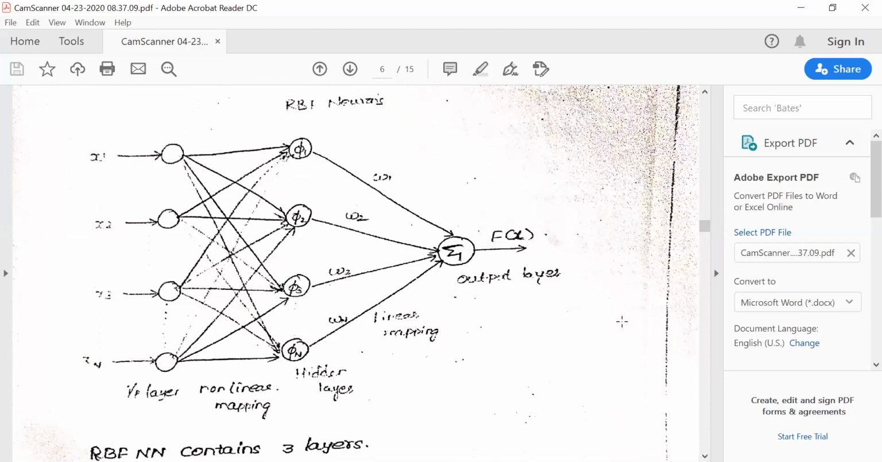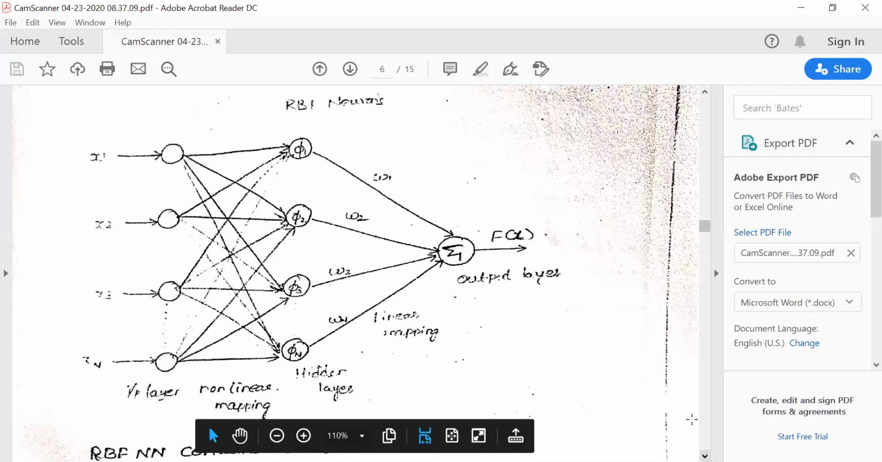The number of neurons may vary. Maybe this architecture is showing only one neuron, but you can have multiple neurons in the output layer also, based on your requirement. So this is one possible architecture. What you need to understand is the RBF neural network always contains 3 layers only: input layer, single hidden layer, and output layer. And there is a little explanation about this.